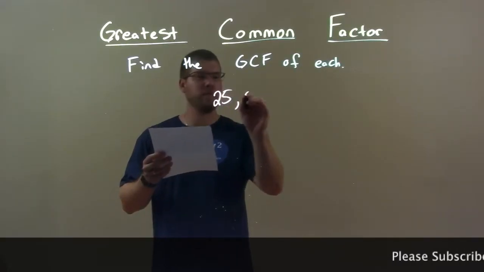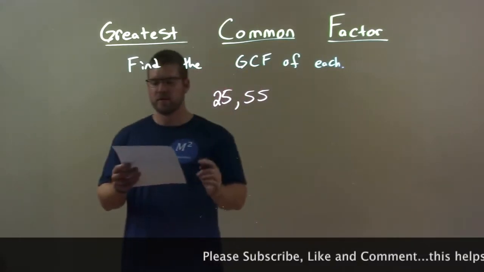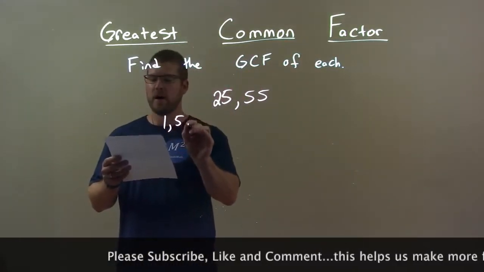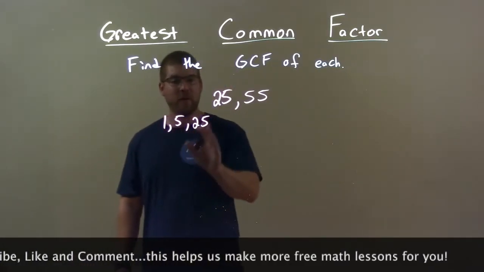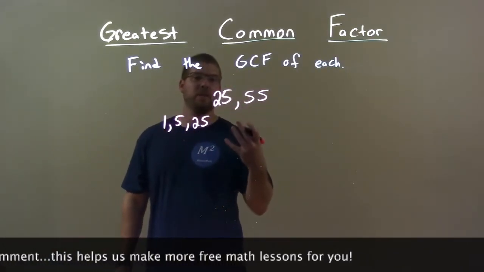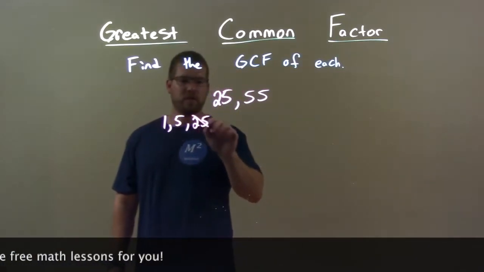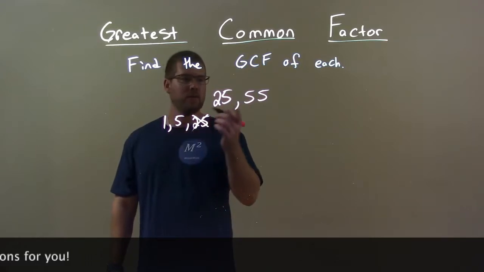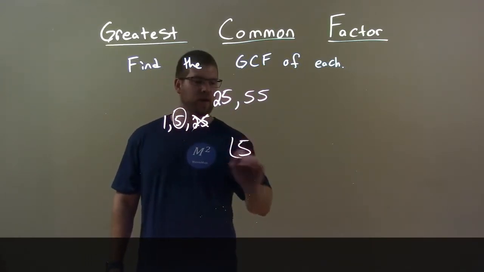25 and 55. Well, 25 is the smaller of these two numbers, and the factors of 25 are 1, 5, and 25, okay? So the greatest one of these that also goes into 55 is our answer. Well, 25 can't go into 55 because 25 goes into 50, so that one's out. 5 goes into 55 11 times, and so there we have it. Our answer here is just 5.